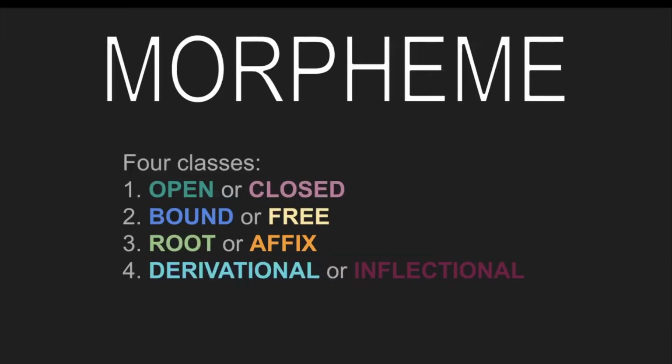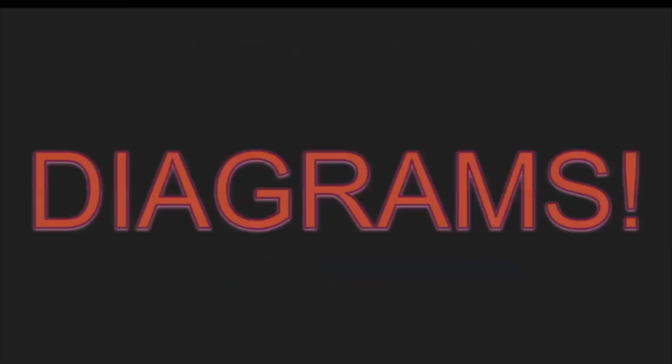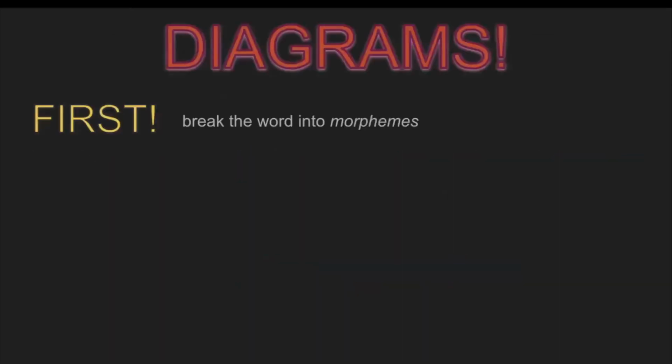Now, what do we do with all this knowledge? We use it to graph and draw diagrams. First, to draw a diagram of a word, break the word into morphemes. For example, take the word unknowingly. Unknowingly has how many morphemes?